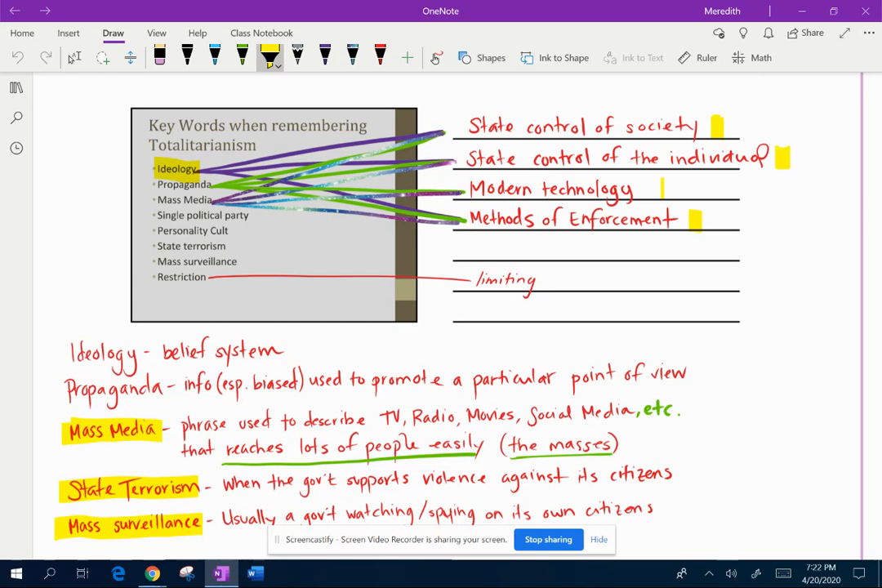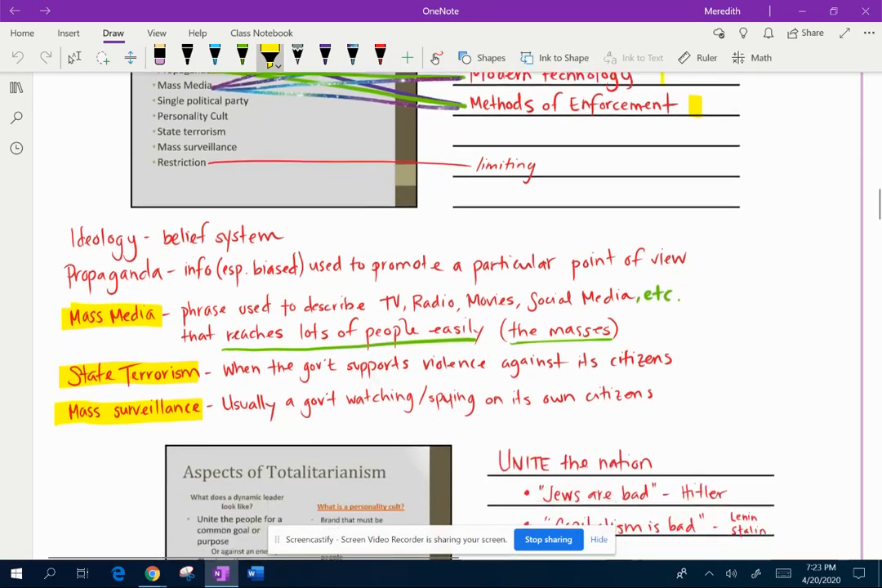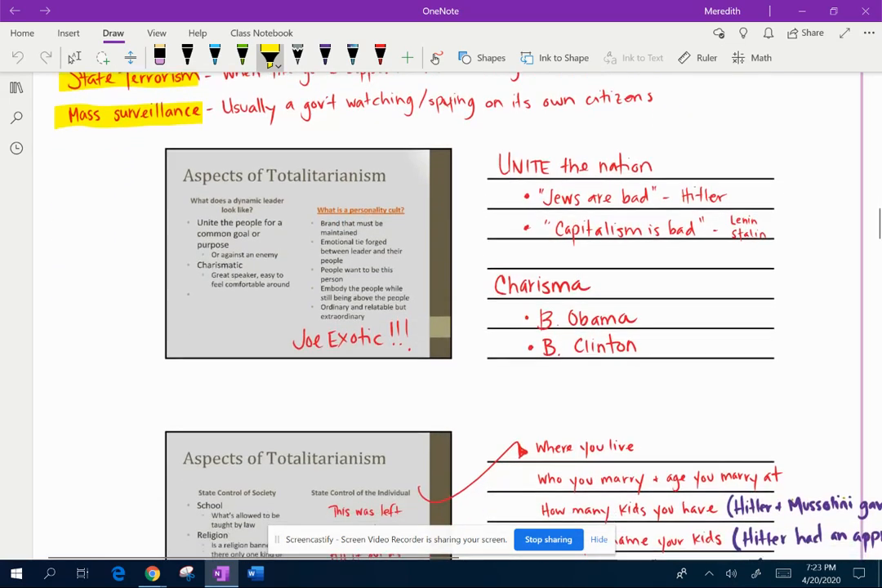So each one of these is going to be multifaceted, just meaning that it can be used in a lot of different of those seven aspects of a totalitarian government. So moving on.